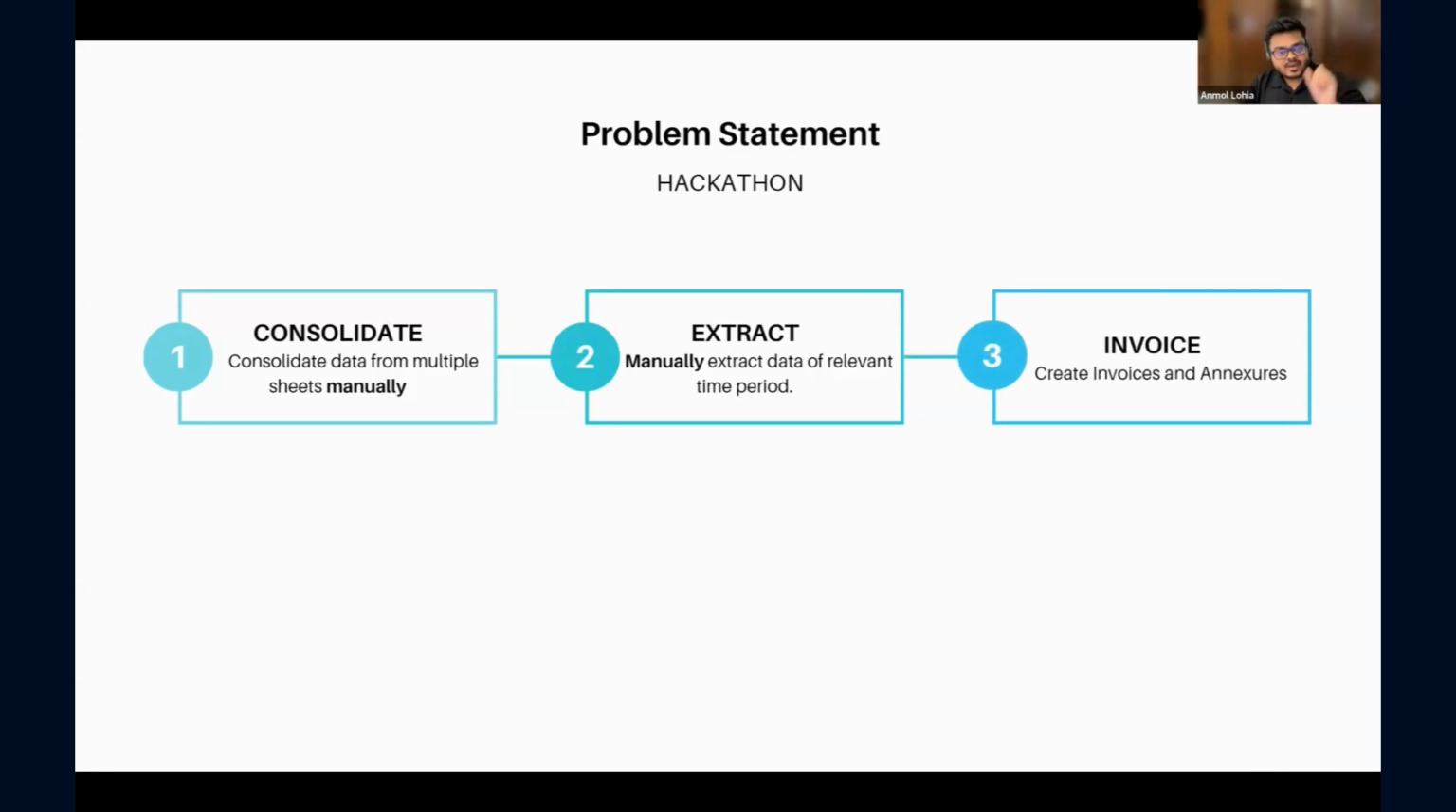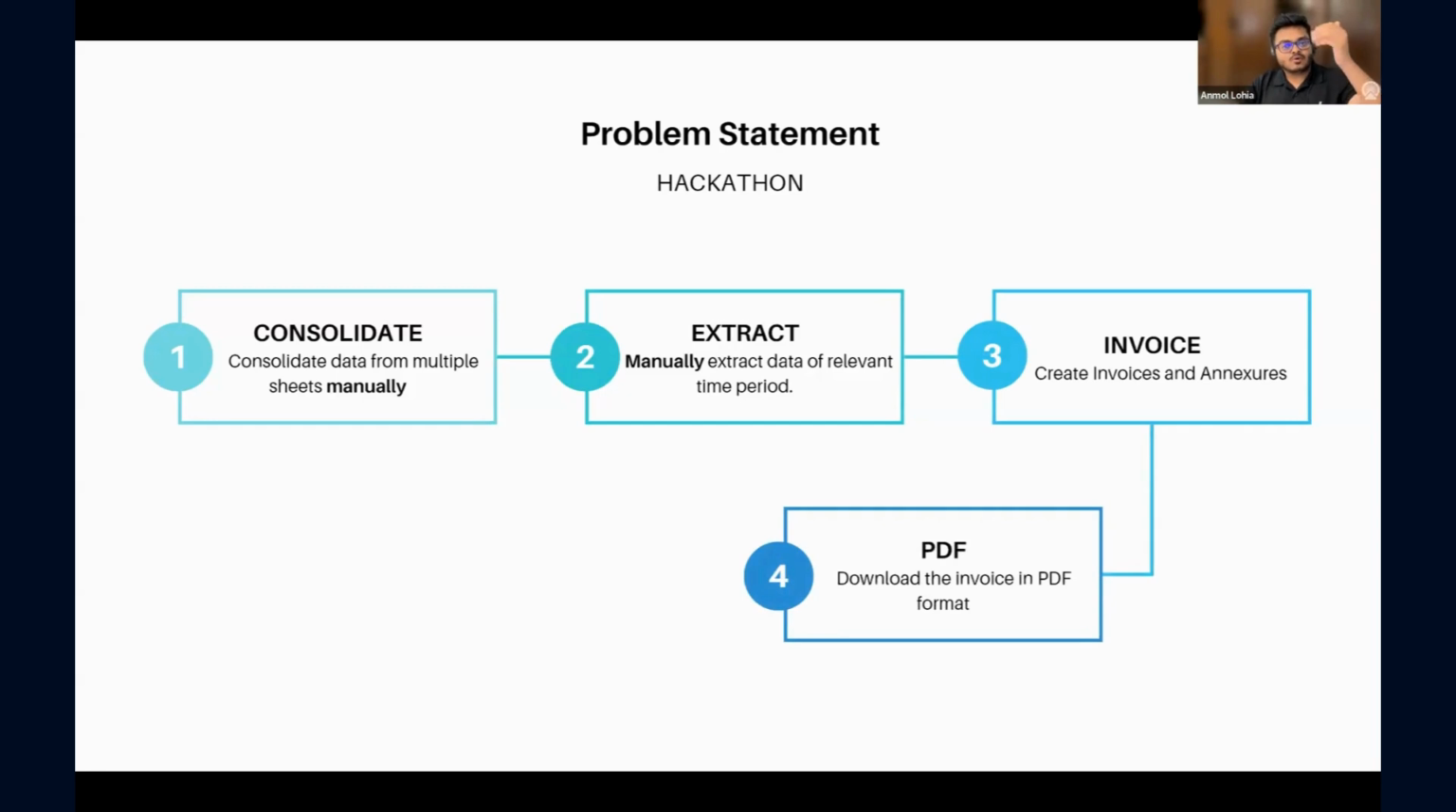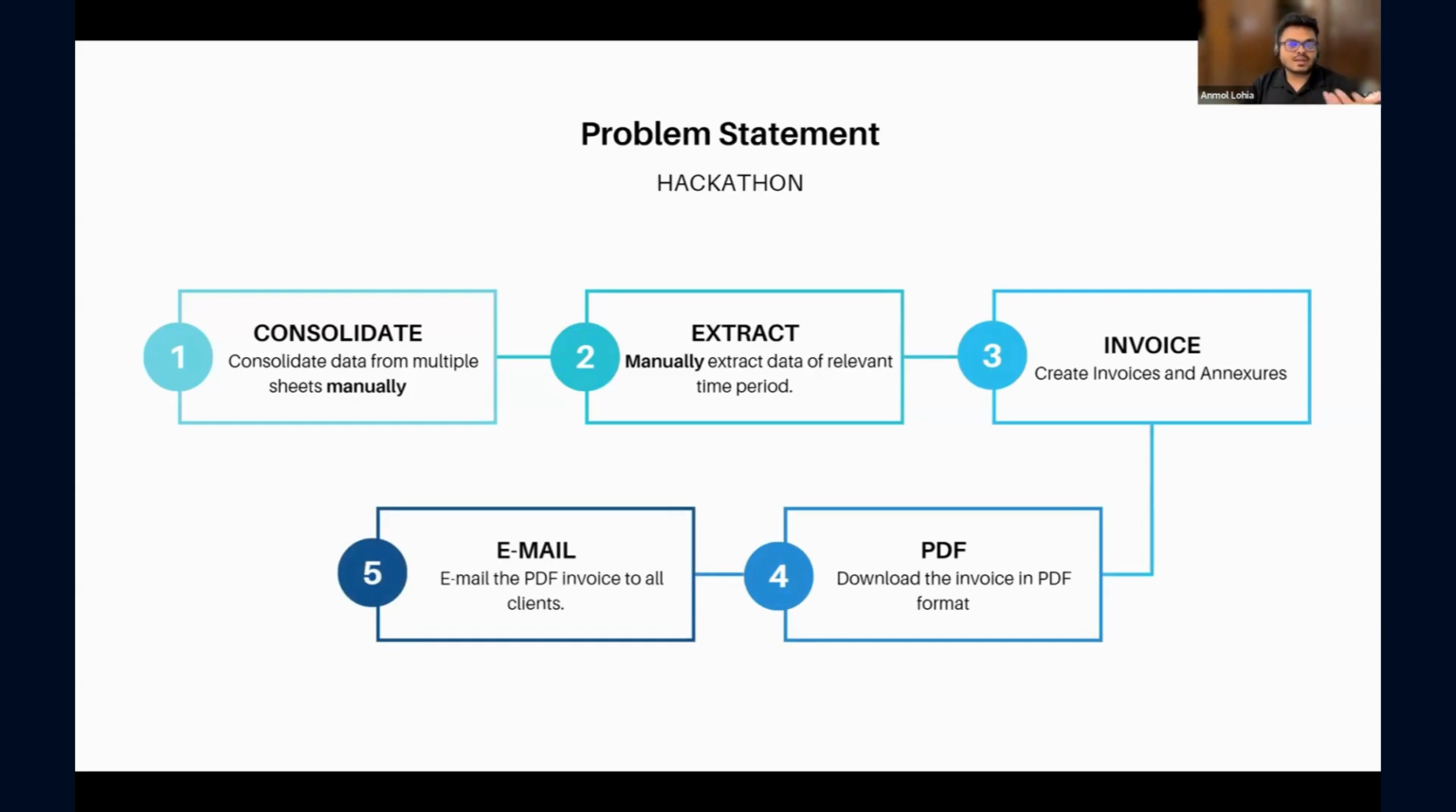Then I'll have to create invoices manually for each and every project which each and every person is working on. And along with the invoices, I need annexures as well. Next, once I've created the invoices and annexures, I will have to download them in a PDF format so that I can share them via email to all the clients. The entire process, we have to do it manually, if you realize. This is the problem statement. So I've tried to automate that, and a lot of my clients are probably using this as well. But this is a very toned down version of what I'm going to give you.